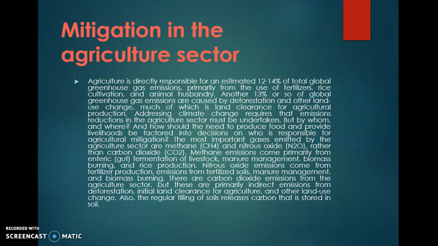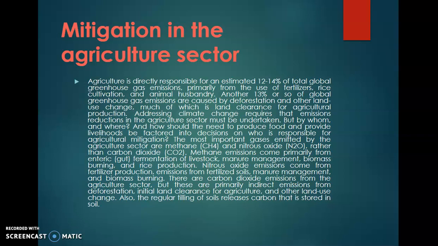The most important gases emitted by the agriculture sector are methane, CH4, and nitrous oxide, N2O, rather than carbon dioxide, CO2. Methane emissions come primarily from enteric gut fermentation, the inner intestine system of the livestock, manure management, biomass burning and rice production. Nitrous oxide emissions come from fertilizer production, emissions from fertilizer, soil, manure management and biomass burning.